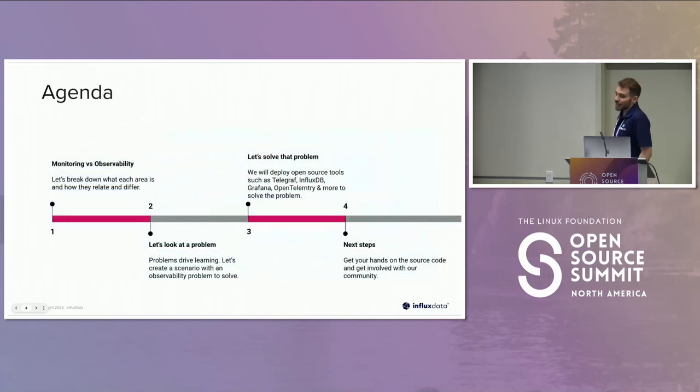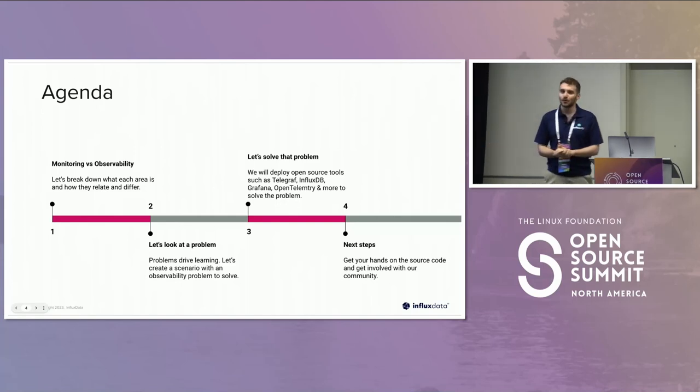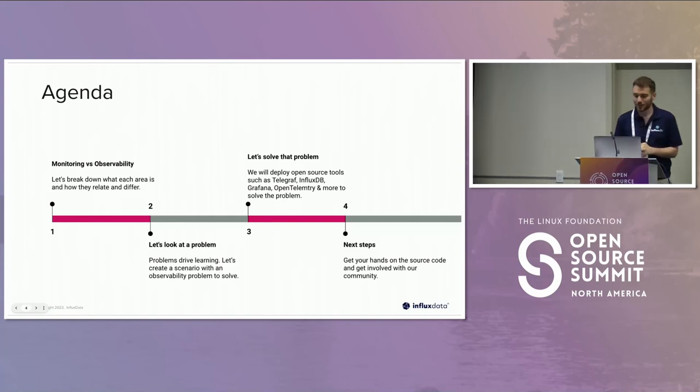So on the agenda today, I thought I would break it down into a few stages as we've got quite a bit to cover. First of all, I wanted to establish the difference between monitoring and observability. We'll see where they're similar and also where they differentiate and why they are two separate practices. We'll then have a look at a problem. For me, problem drives learning. So let's create a scenario and see how we can solve that using observability and monitoring practices. The cool thing is I actually used ChatGPT to create my observability problem, and then we will solve that observability problem. So it'll be quite interesting.